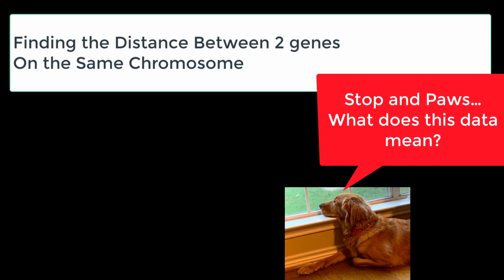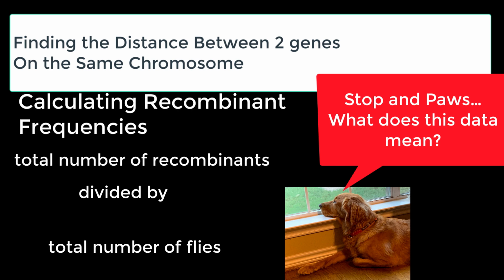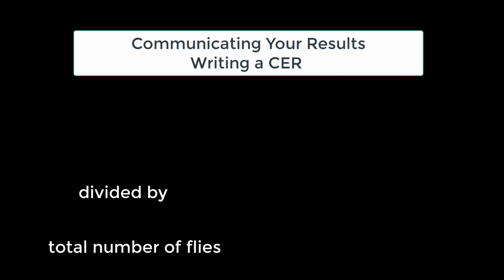Now that we know that genes are linked and on the same chromosome, we can use this data to calculate the recombinant frequency. It is important to remember that the reason why there are such low numbers of recombinants is because there is only crossing over as a source of variation from the parental phenotypes. We can calculate the recombinant frequency by dividing the number of recombinants by the total number of flies.